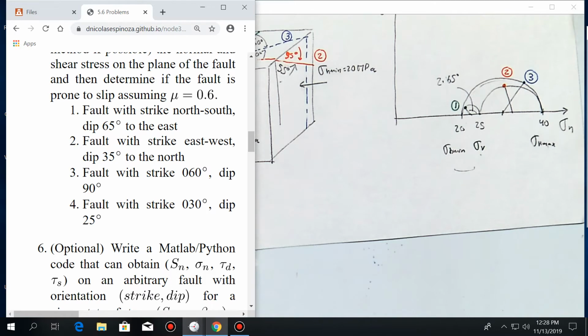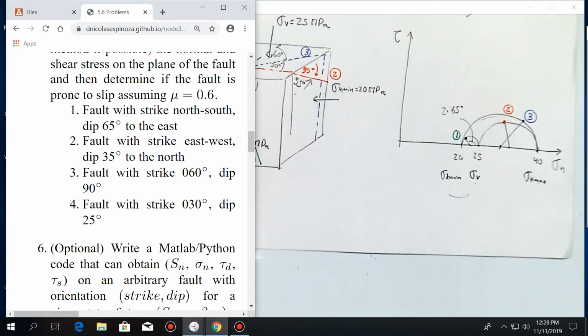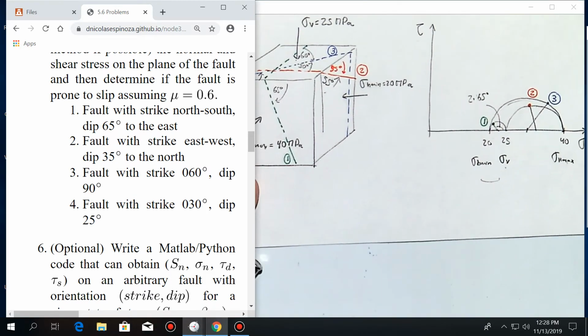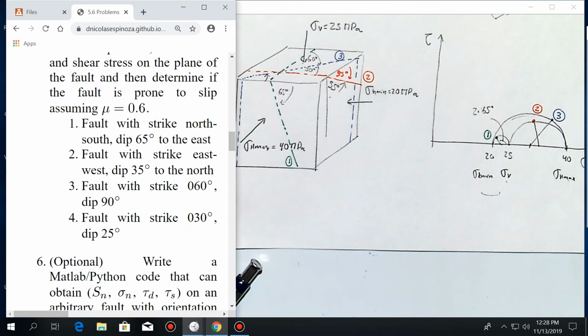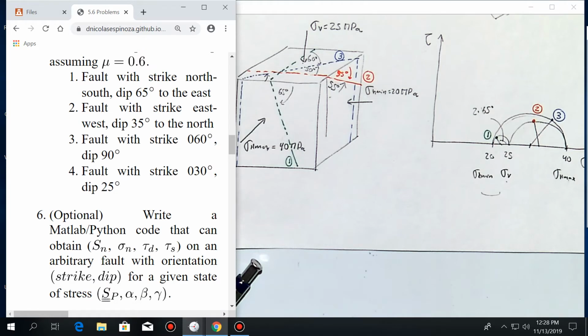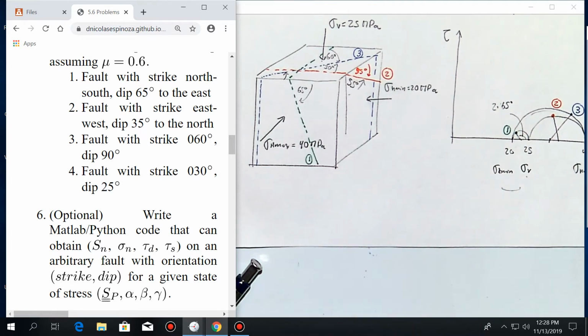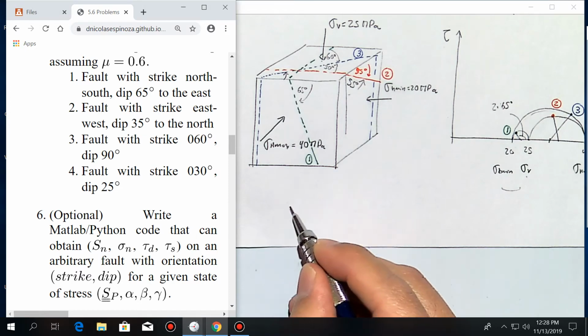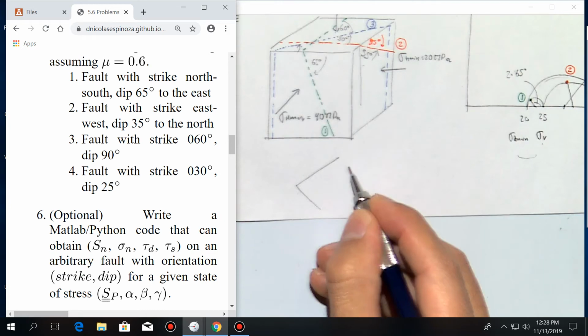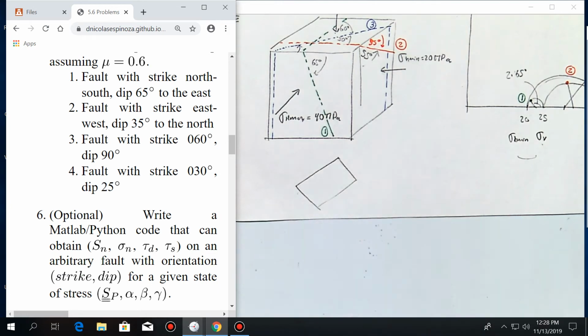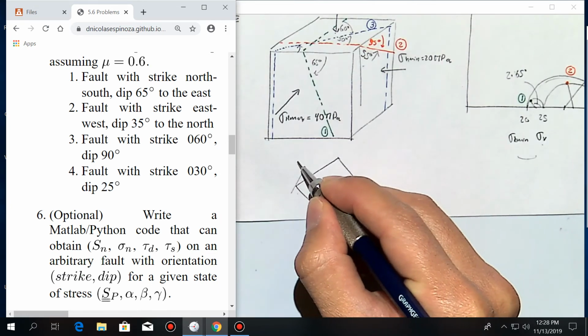And for number 4, finally, we have a strike of 30 degrees and a dip of 25. So I'm not going to draw it in here because it's going to be a mess. But it's something which has some strike and it has some dip. So something like this, where this is the north.